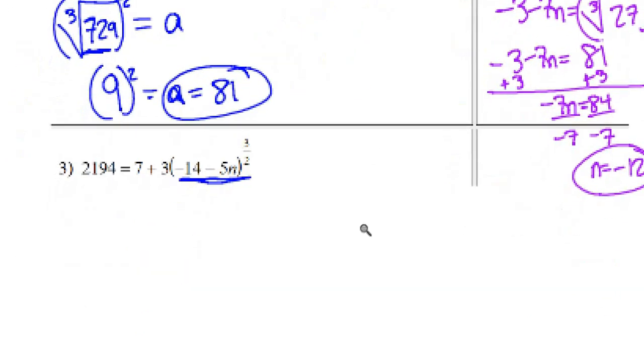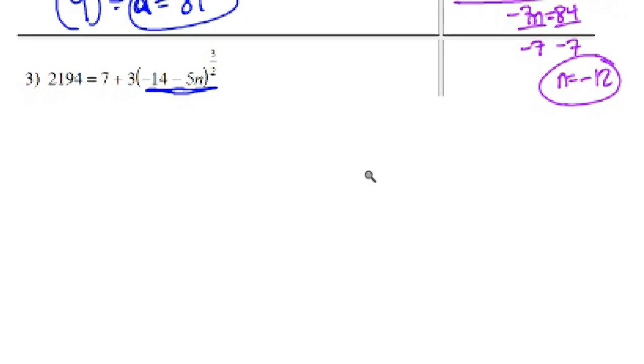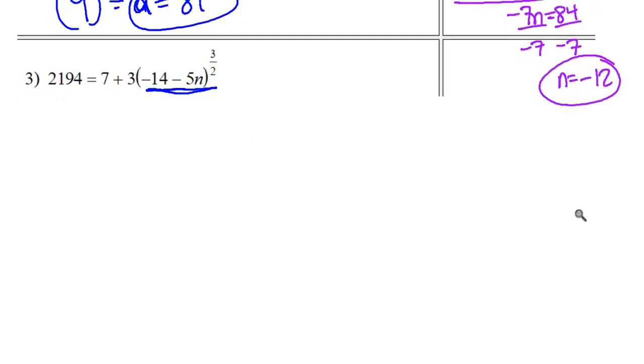Alright, right here, this is number 3. It looks a little bit more complicated, but I want to rewrite this and just ask you if you would know how to solve it if I rewrote it as follows. Suppose that I rewrote this right here as 2194 is equal to 7 plus 3n to the 3/2. Okay, I'm pretty sure you would know how to solve that.